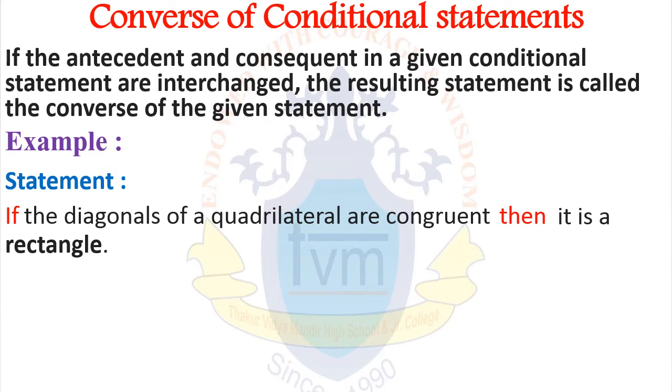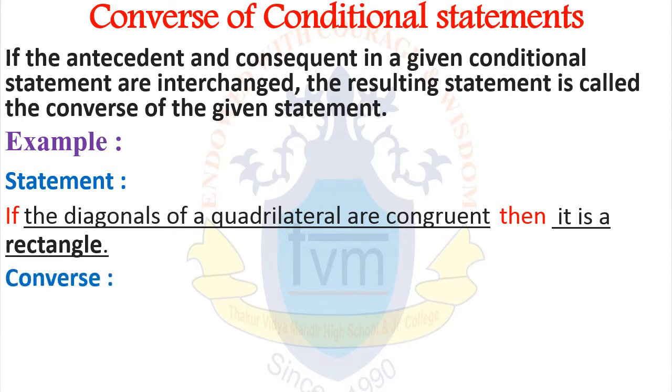So what is the antecedent in this? The diagonals of a quadrilateral are congruent. That is the antecedent of the statement. And what is the consequent? It is a rectangle. So what we are going to do is interchange the diagonals of a quadrilateral are congruent with it is a rectangle, right? So we will now write the converse.